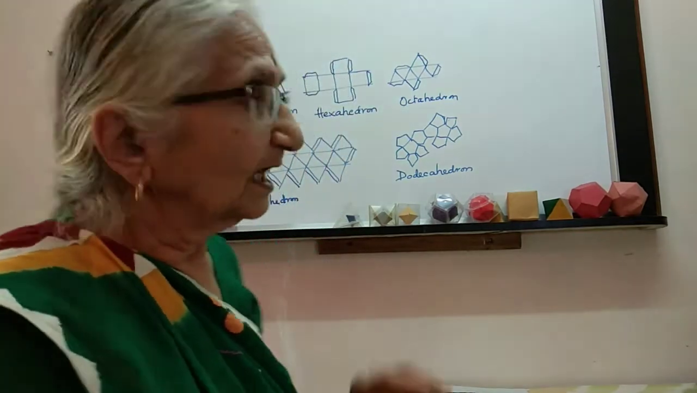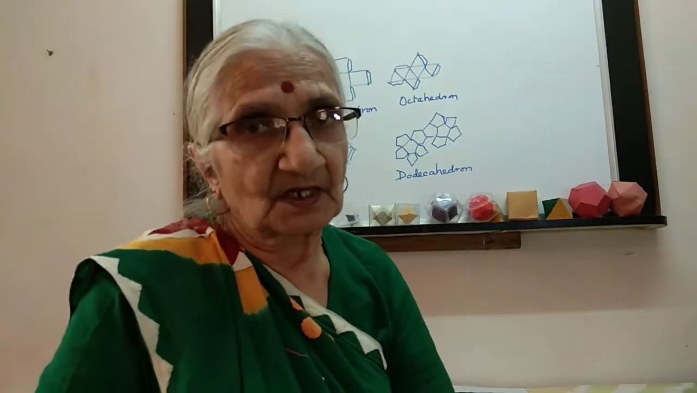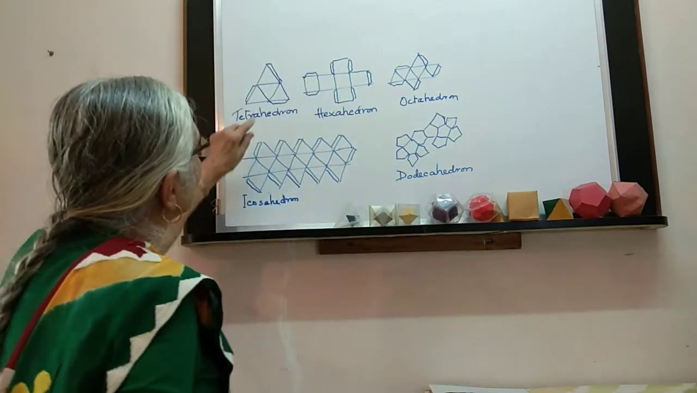Now here, I have already drawn the nets for the five Platonic solids. We'll just have a look at them first, understand them, and making them we know is very easy now. So we'll make one of them maybe, and then I'll give you some tips on drawing these nets so that the nets can be drawn easily and understood easily. Well, okay, here are the nets.